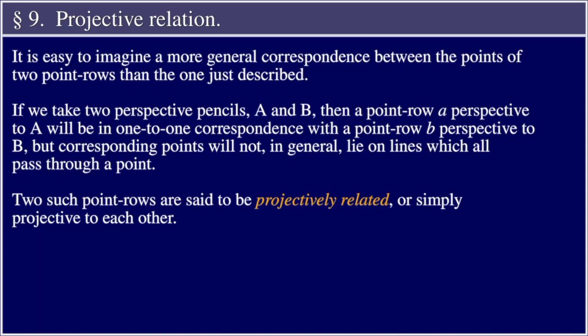Section 9. Projective Relation. It is easy to imagine a more general correspondence between the points of two point rows than the one just described. If we take two perspective pencils, A and B, then a point row A, perspective to A, will be in one-to-one correspondence with a point row B, perspective to B, but corresponding points will not, in general, lie on lines which all pass through a point. Two such point rows are said to be projectively related or simply projected to each other.